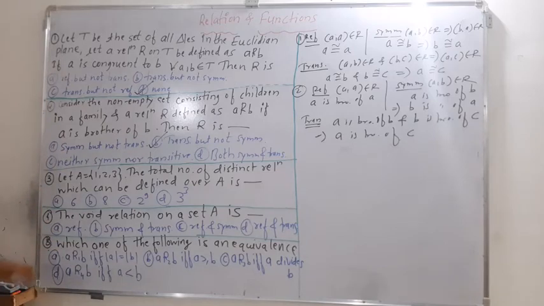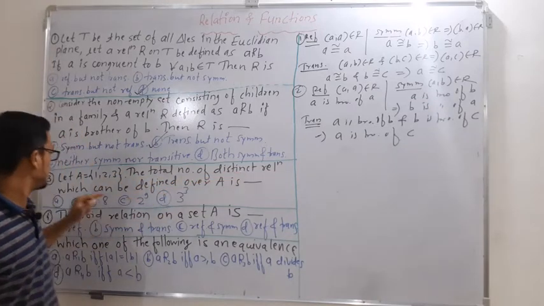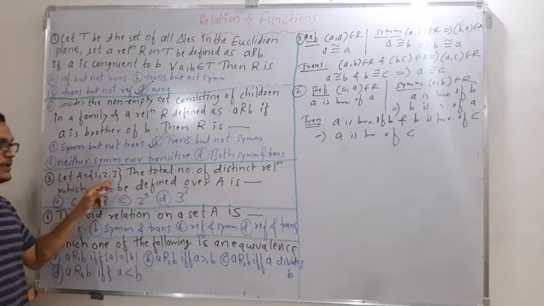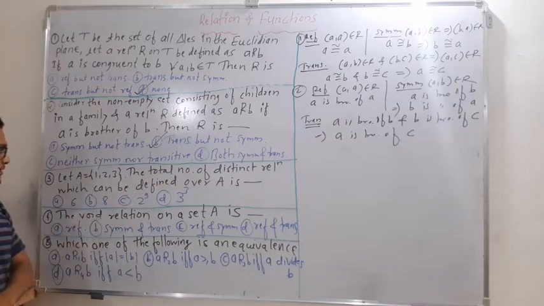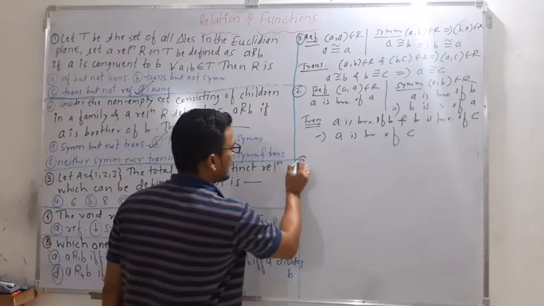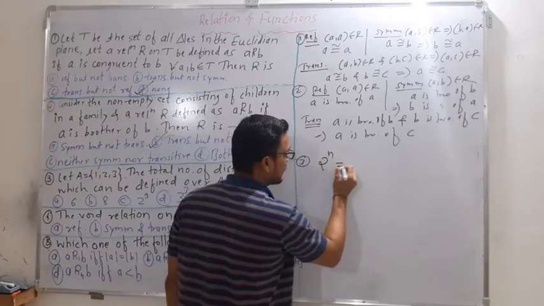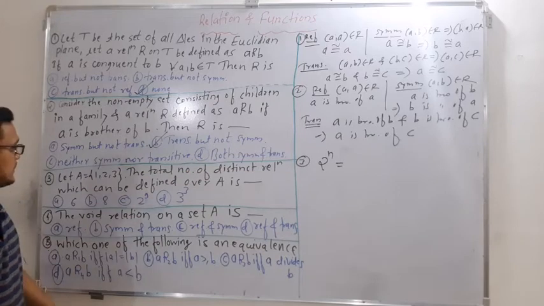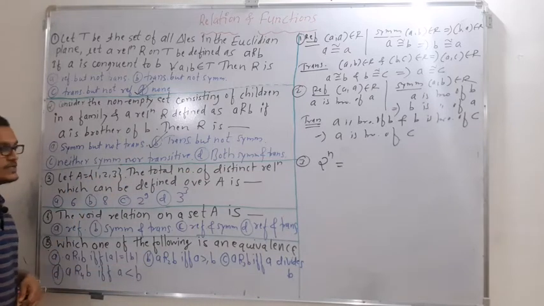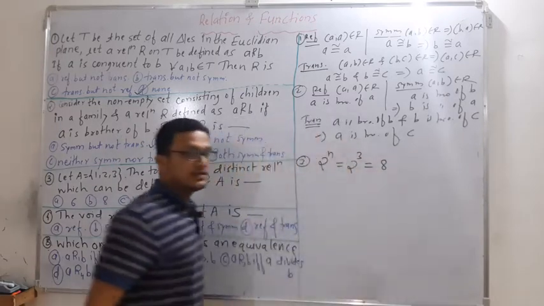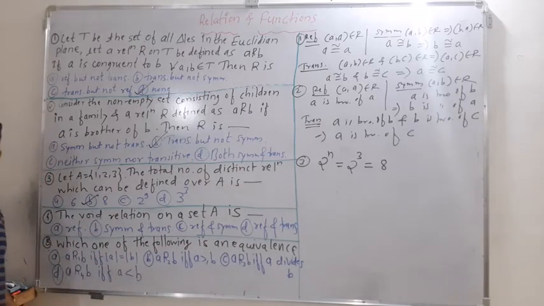Okay, next question. Let A equal {1, 2, 3}. The total number of distinct relations which can be defined over A is? So here A is {1, 2, 3}. Then what we have to find is the total number of distinct relations defined over that set A. For this we have the formula to find the total number of relations defined over any set, that is 2 to the power n, where n is the number of elements present in that set A. So how many elements are there? 3. So this is 2 to the power 3. The answer will be 8. Therefore option B will be correct.